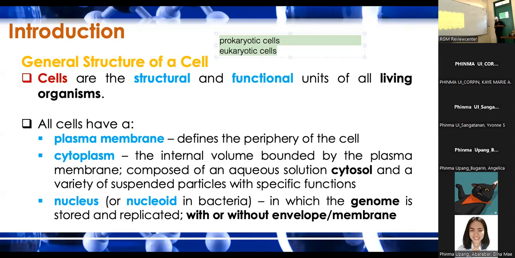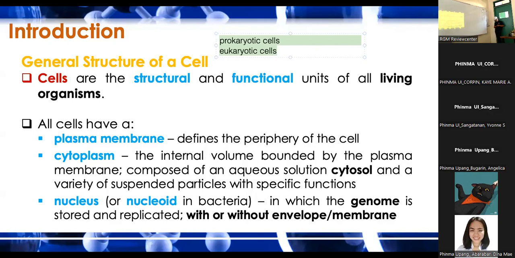Okay, so again, let's differentiate these two. Prokaryotic cells are cells containing only a plasma membrane, cytosol, and a genetic material, which we call the nucleosomes. While eukaryotic cells are cells that contain membrane-bound organelles. So that's the key: when we say eukaryotic cells, they contain membrane-bound organelles.